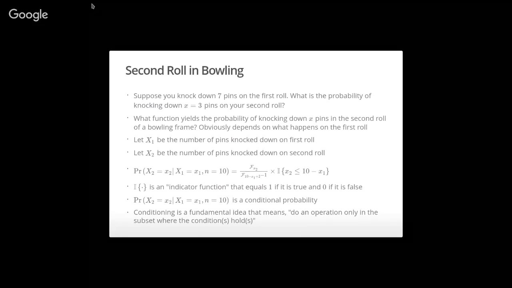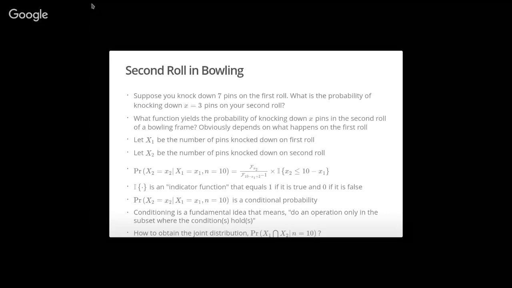So conditioning is a fundamental idea, because ultimately what we want to work toward is the probability of something you don't know, conditional on whatever you do know. So specifying conditional probability functions is a really fundamental idea for Bayesianism.